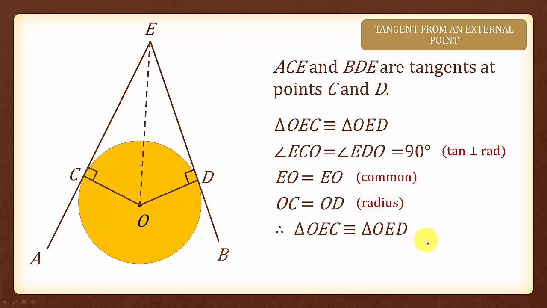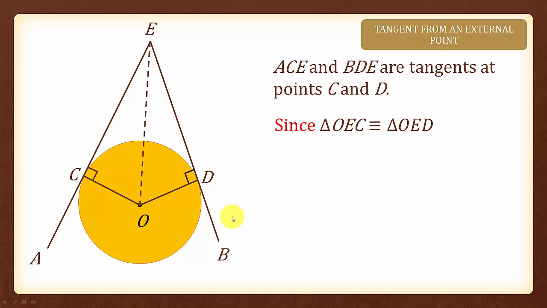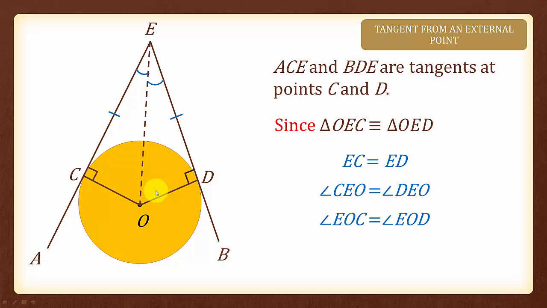So which congruence test are we using here? We have a right angle, a hypotenuse, and a side. And therefore, we will use the congruence test RHS. Now, since these two triangles are congruent, the length EC must be the same as the length ED. Likewise, angle CEO must be the same as angle DEO. Finally, angle EOC is equal to angle EOD.